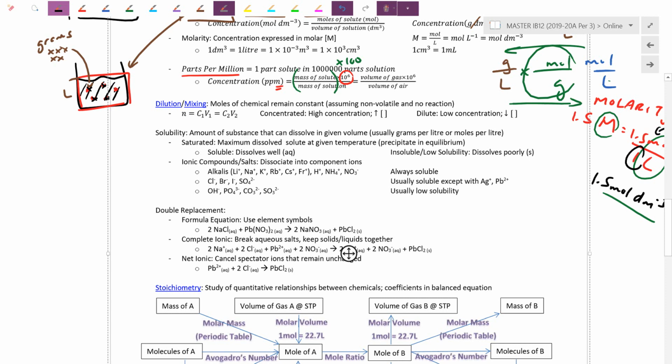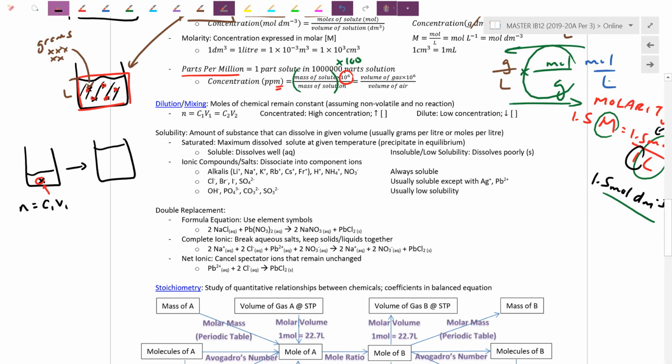Remember, for a dilution and mixing question, we're going to rely on the fact that we started off with some moles in a liter. We already had some concentration. Then the amount of moles here is going to be C1 times V1. That actually counts the individual number of particles. No matter whether I add water to it or evaporate off the water, I assume that the chemicals themselves are unchanged.